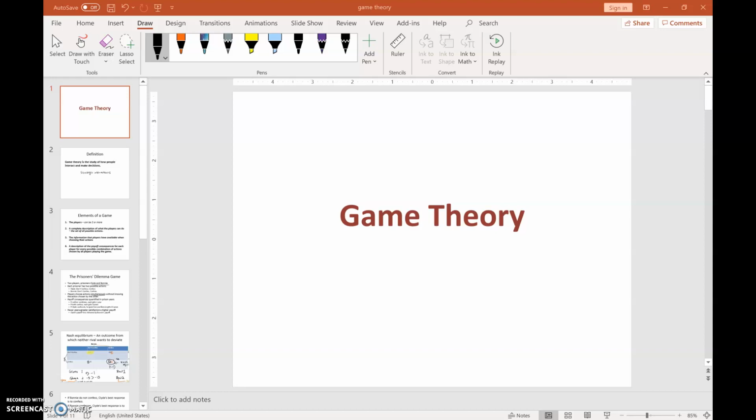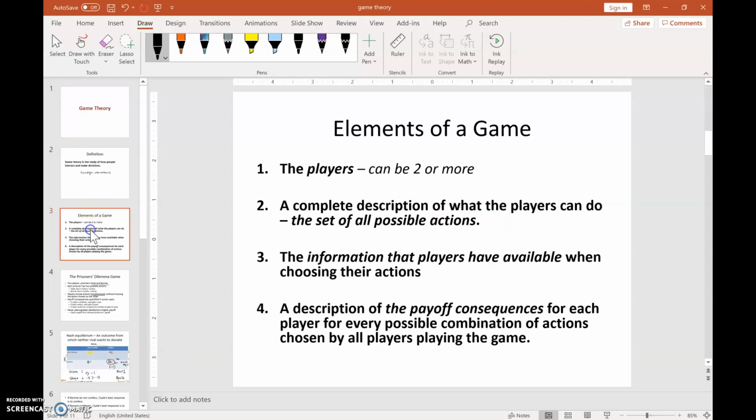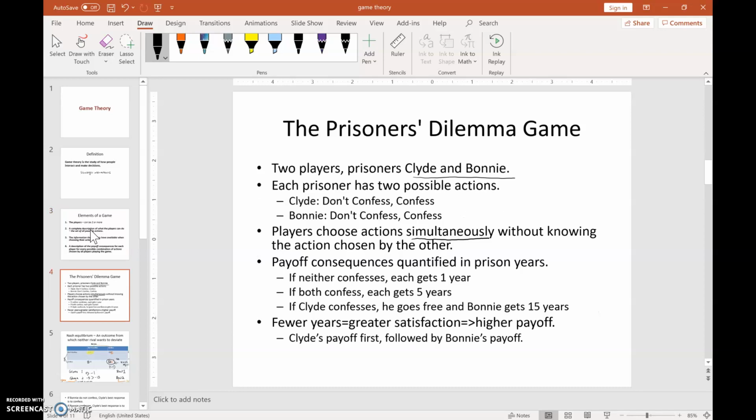Hey everyone, let's look at the concept of game theory. Game theory is helpful in examining mutual interdependence and strategic behavior by oligopolists. Look at the elements of a game. There can be two or more players. Each player has a set of actions. And there is the information available to all the players before taking or choosing any actions.